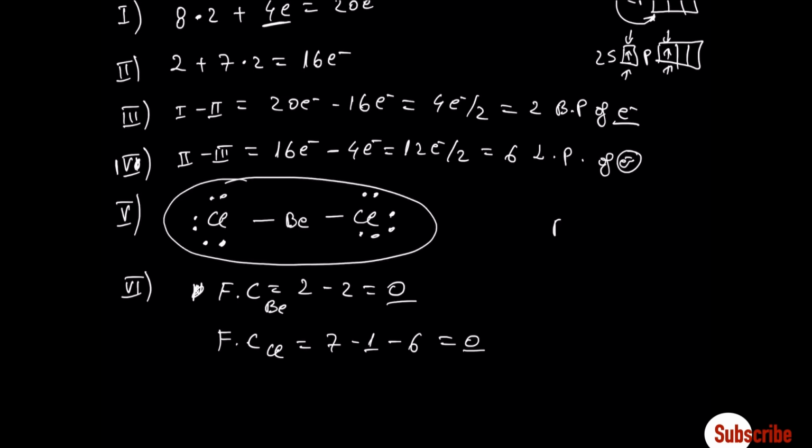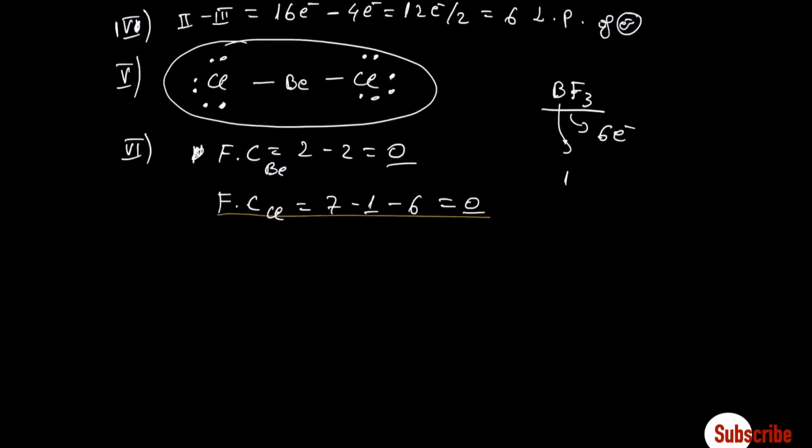The same happens for boron trifluoride, but in this case, instead of 4 electrons in the first step, boron is going to have 6 electrons.